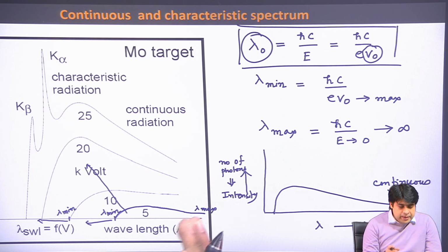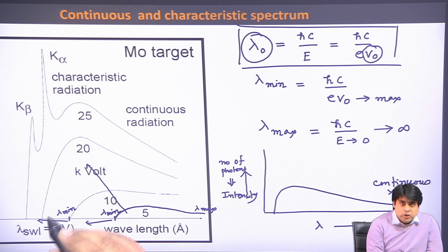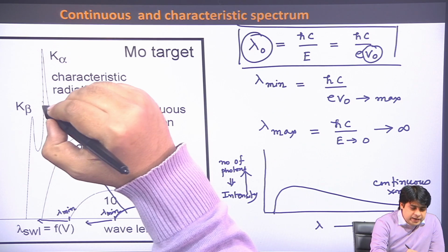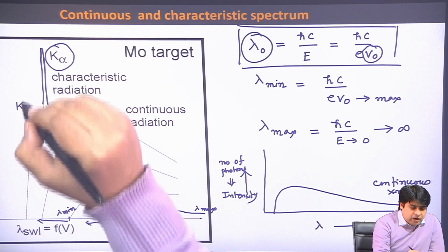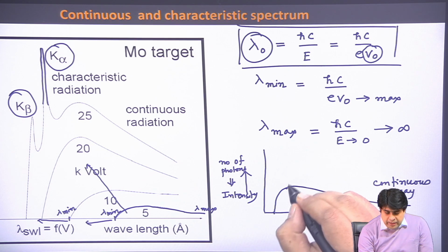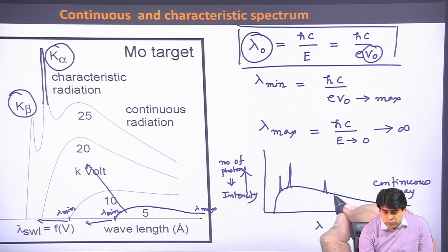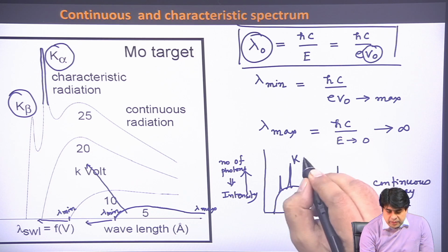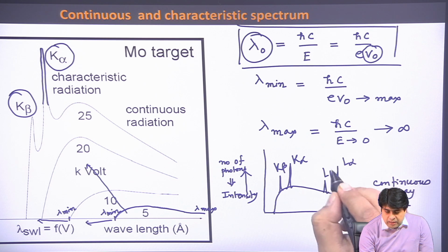So, what will happen is that at a particular lambda value, at a particular wavelength, you get some kind of characteristic K alpha or K beta value. Basically, at a particular wavelength, you get K alpha, K beta, L alpha, L beta values.